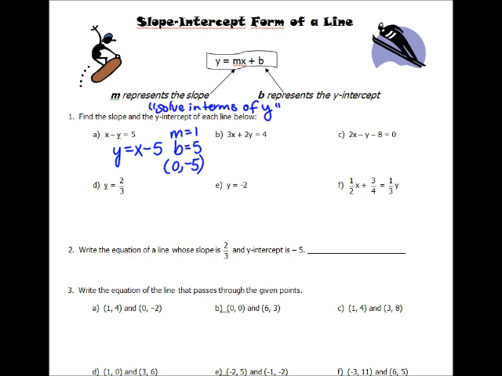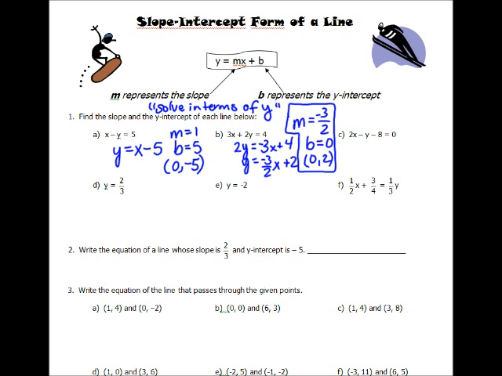Let's take a look at the second one. So I'm going to solve this to y equals negative 3 halves x plus 2. Remember, don't simplify that. So m is going to be negative 3 halves. Just leave it as is. And my b is going to be 2. Or you could write 0, 2. So I'm going to let you guys go ahead and do the rest of those and come back and check with me.